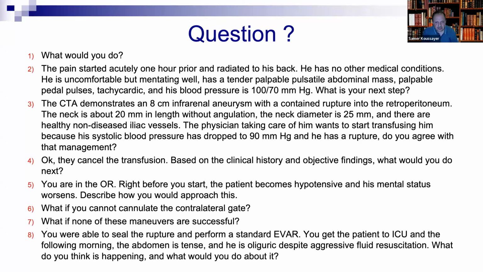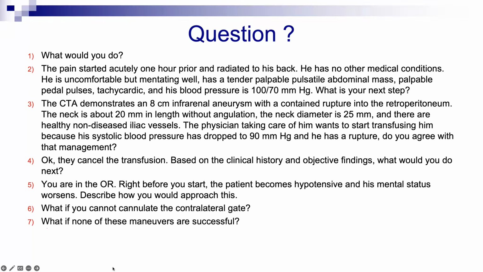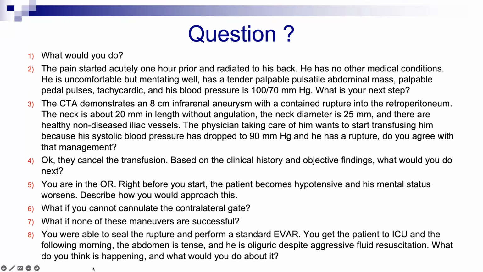EVAR for a ruptured aneurysm, get the patient to ICU, and the following morning the abdomen becomes tense and he's oliguric despite aggressive resuscitation. What do you think is happening to this patient? Abdominal compartment syndrome. Okay. So how do you measure it?